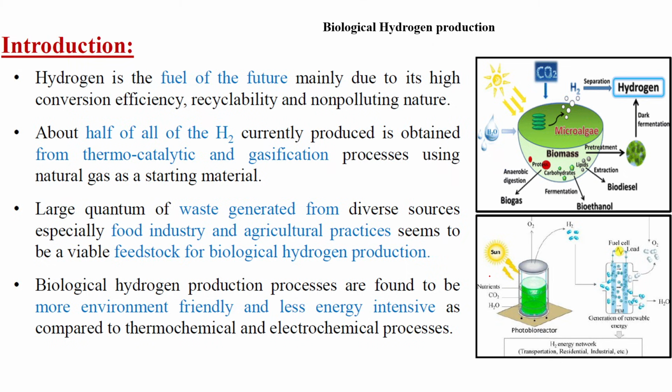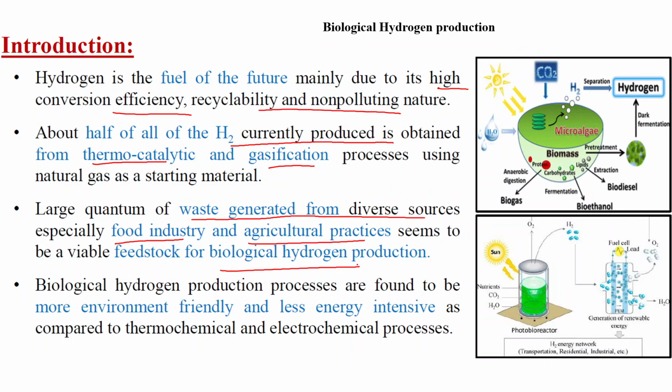So hydrogen is the fuel of the future. As I told, it is due to its high conversion efficiency, recyclability and non-polluting nature. About half of all the hydrogen currently produced is obtained from thermocatalytic and gasification processes, using natural gas as the starting material. But a large amount of waste is generated from diverse sources such as the food industry and agricultural practices. All this waste can act as a good feedstock for biological hydrogen production.